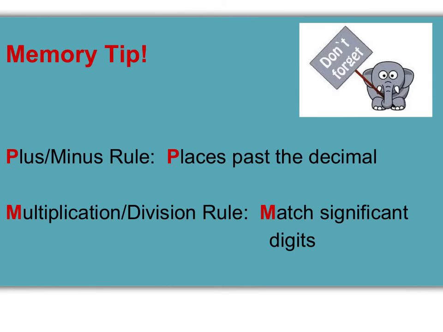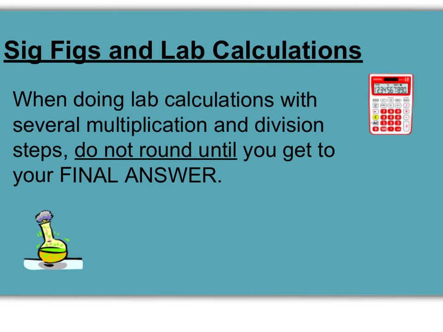This is just a quick memory tip if it helps you out. The plus minus rule, or the one for addition and subtraction, says look at places past the decimal, and then for the multiplication and division rule, just match significant digits. Sometimes in the lab, we'll take numbers and we'll do lots of calculations with them, several multiplication and division steps, one right after the other. And the important thing to understand is when you're doing this, you don't actually round until you get to your final answer.